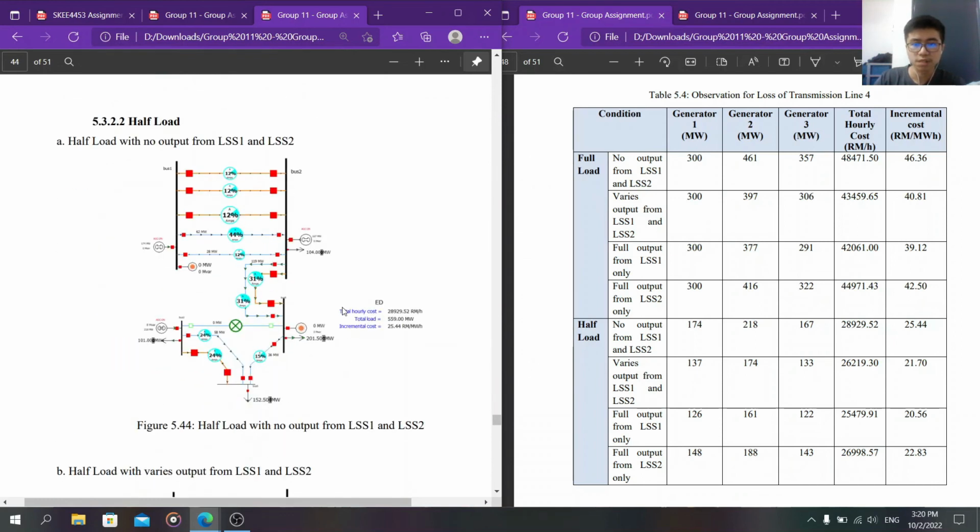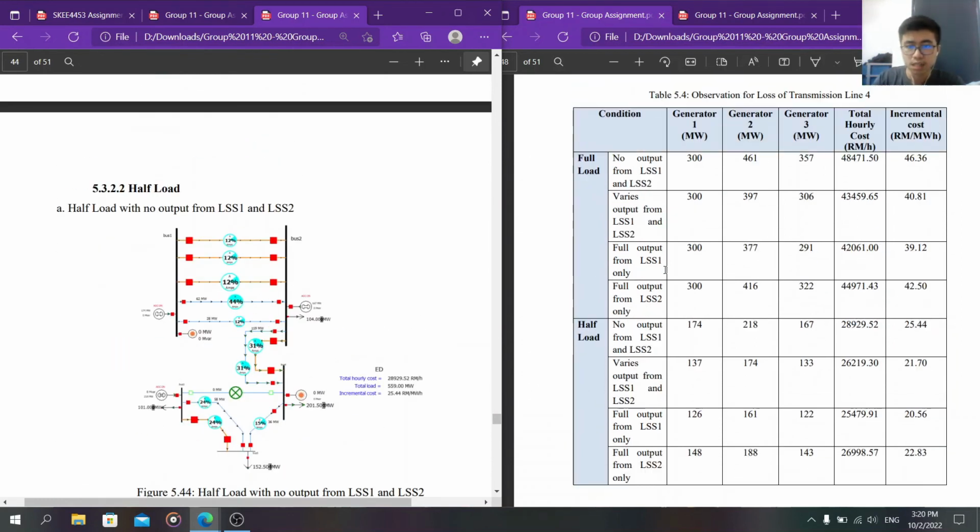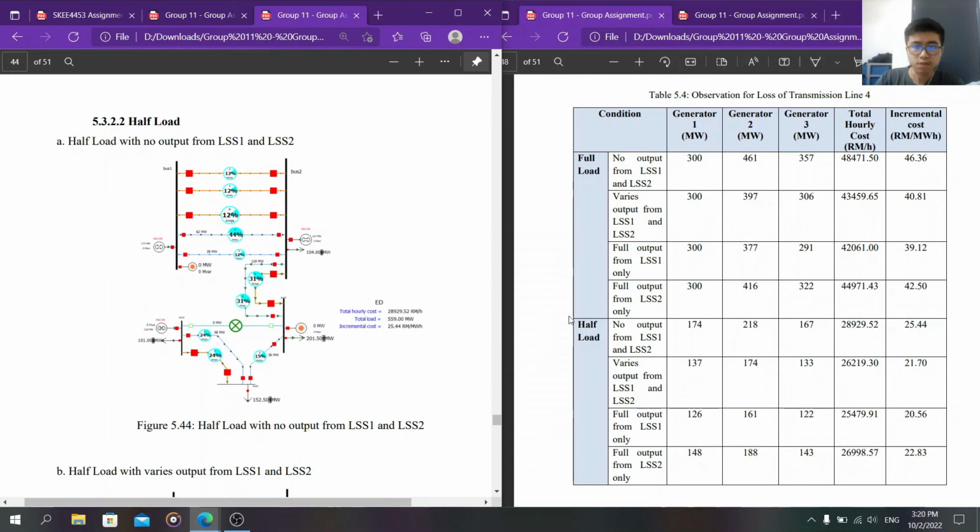So the next one is half load, with no output from LS1 and LS2. Generator 1 is 174 megawatt, generator 2 is 218 megawatt, and generator 3 is 167 megawatt, and the total hourly cost is 28,929 ringgit 52 cents, with incremental cost 25 ringgit 44 cents per megawatt hour.